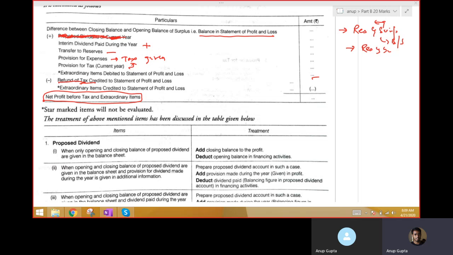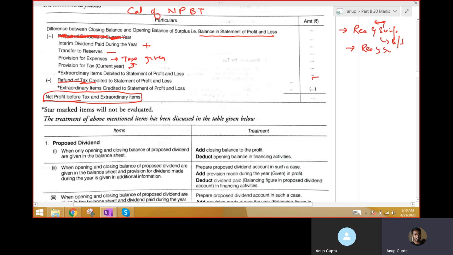Okay, but this net profit is after charging all the appropriation and also reducing the tax. So therefore we have to add it back, and then we get the correct net profit before tax. And how we will do this? We will make a separate working note, which is known as calculation of net profit before tax.